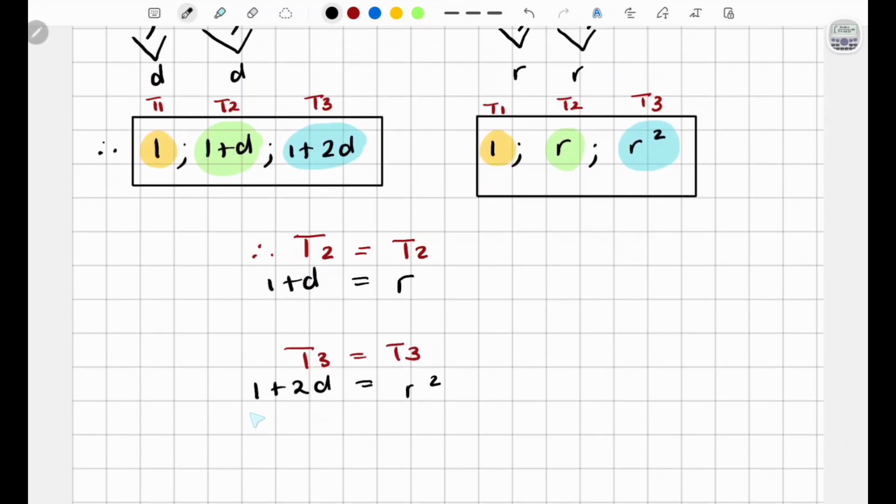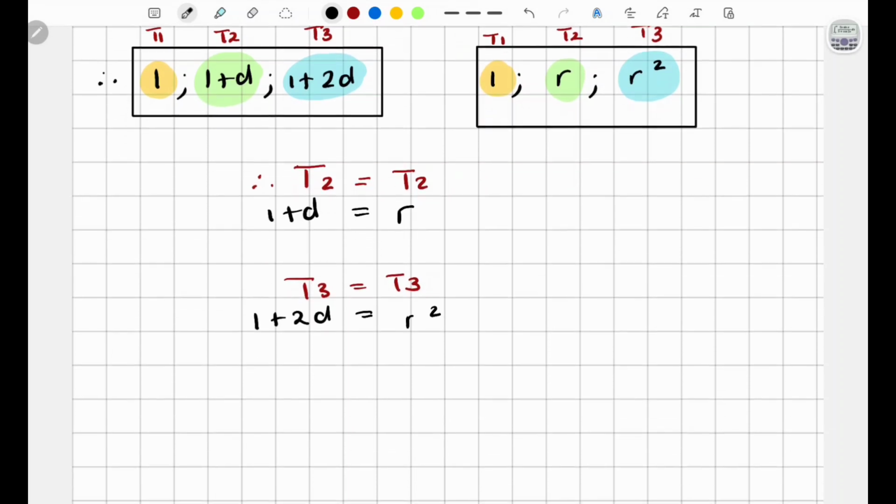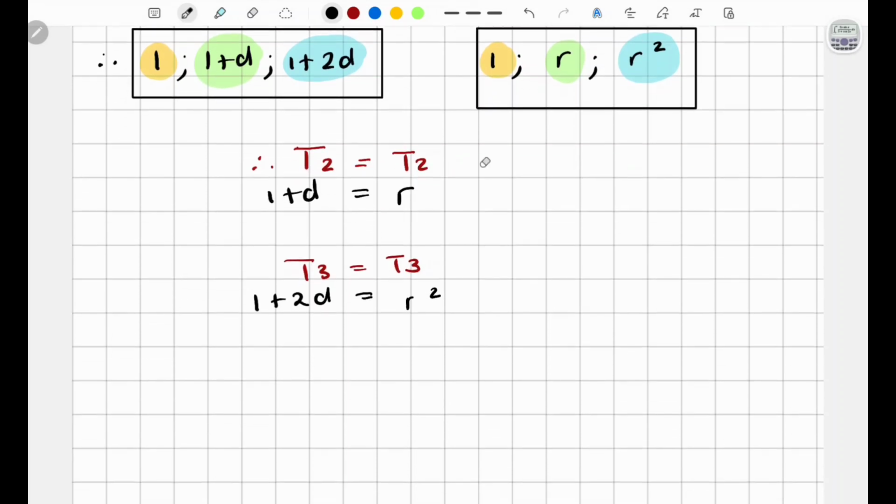And D and R in both equations stand for the same thing, so the equations are connected. I can call this equation 1, and I can call this equation 2. And this is a simultaneous equation now. Since R is the subject nicely here, how about we just substitute equation 1 into equation 2, and that will help us to solve for D. Then we can solve for R.